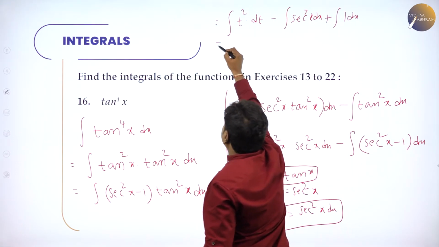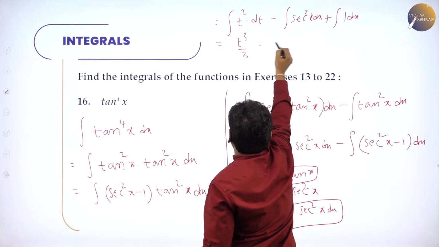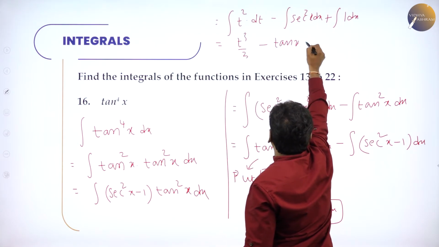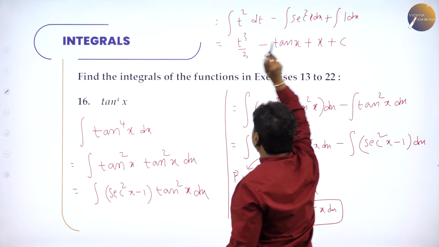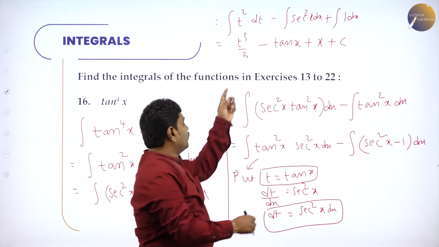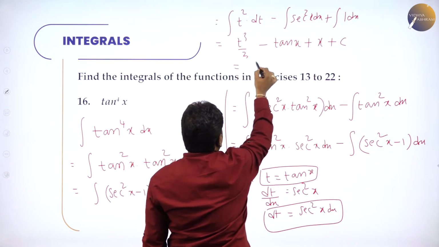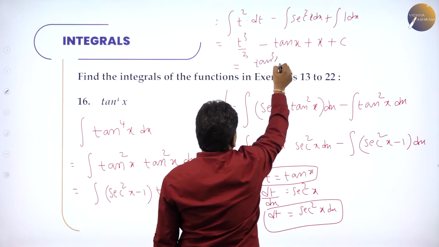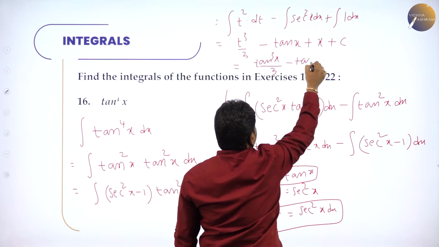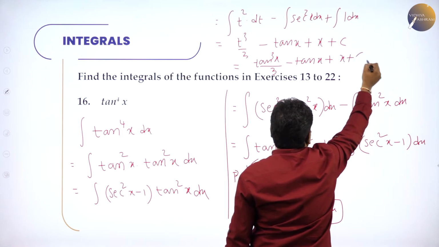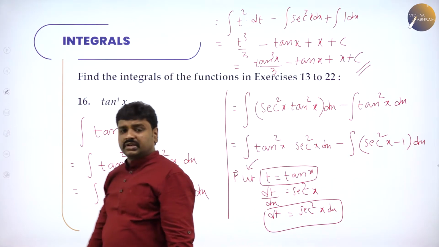Now simplify, it is t cube by 3, and integration of secant square x is tan x, integration of 1 is x plus c. Now substitute the value of t. What is the value of t? You assume tan x. So the final answer is tan cube x by 3 minus tan x plus c. That's it. Here the key is what?